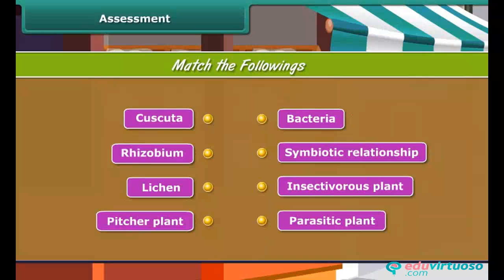Friends, now it's time to have some fun. Just check your understanding by matching the following.